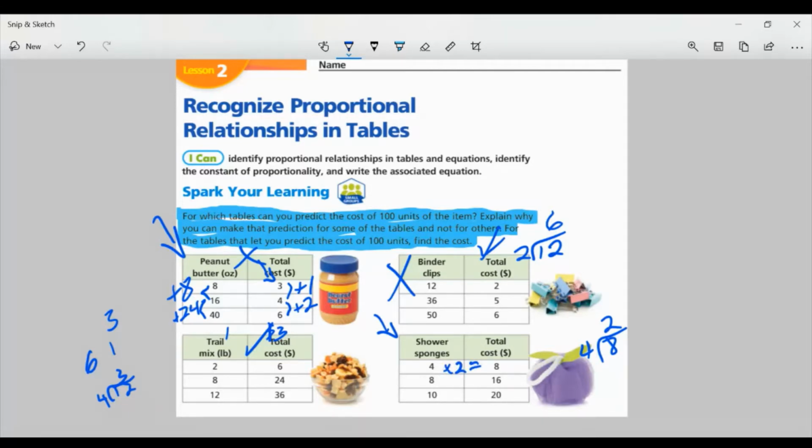Would that be the same for 8 and 16? Yeah, 8 times 2 equals 16. So if it's a constant rate, that means 10 times 2 should equal that cost of $20. So this one has a constant rate, right? So we would be able to predict this one for 100 units. Okay, so for 100 sponges, the cost for just one sponge is $2, right? So for 100 of them, we're looking at $200.